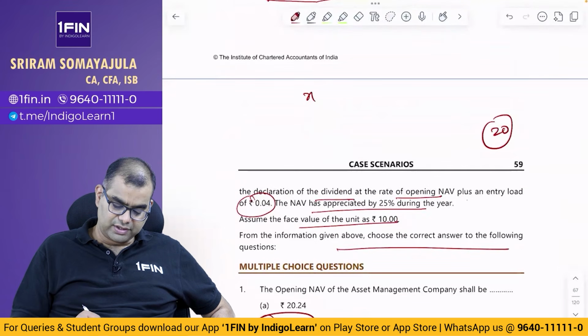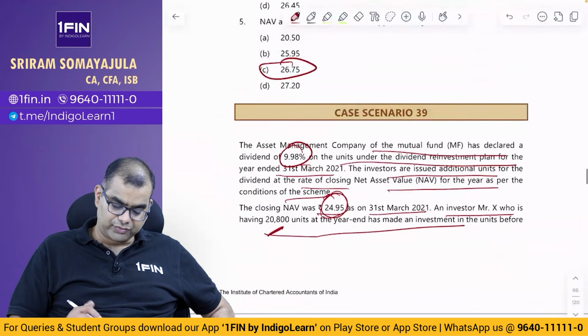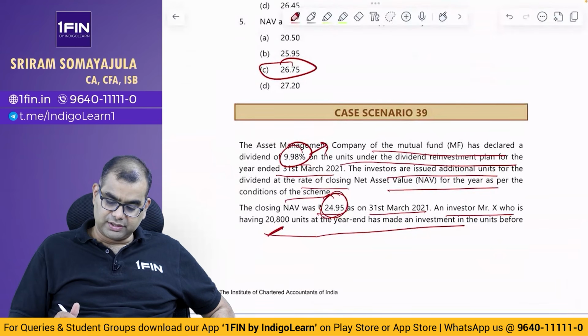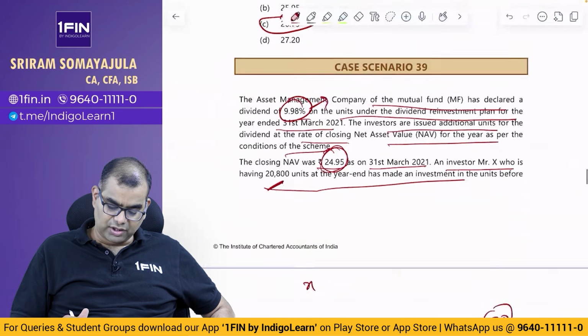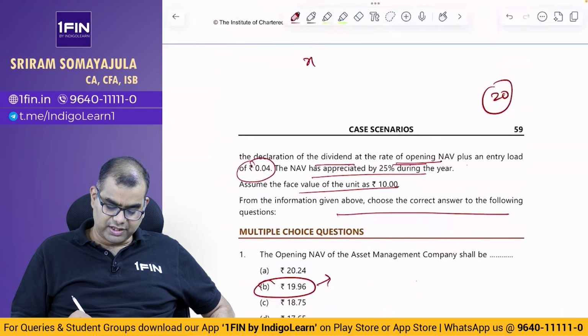See, the declaration of dividend is at the rate of opening NAV plus an entry load, NAV is appreciated, face value is 10. So on 10 rupees, 9.98% is the dividend that is declared. That dividend our man has invested. So on that, our man has invested at what rate? See, we said opening NAV is 19.96. Now he has invested at 20.